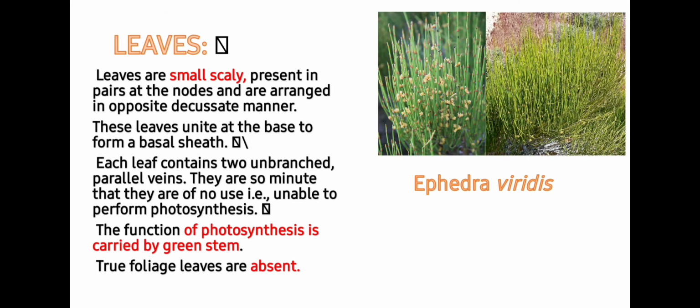Next is leaf in Ephedra. You know very well foliose leaves are absent in Ephedra and they are represented by scaly leaves. Each leaf contains 2 unbranched parallel veins and they are so minute that they are of no use. They are unable to perform photosynthesis. That's why the photosynthesis is carried out by the green stem.